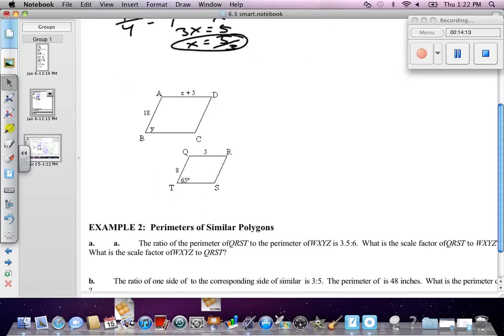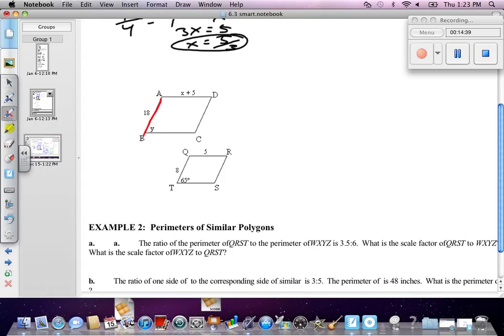So, ladies and gentlemen, let's look at this again. I'm going to look at the parallelogram, ABCD. What side of ABCD has no letter to it? AB, 18.